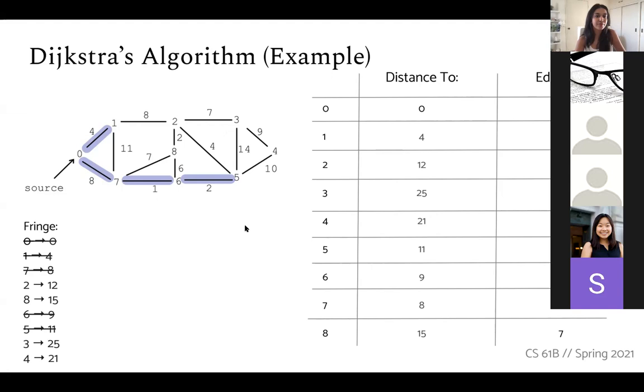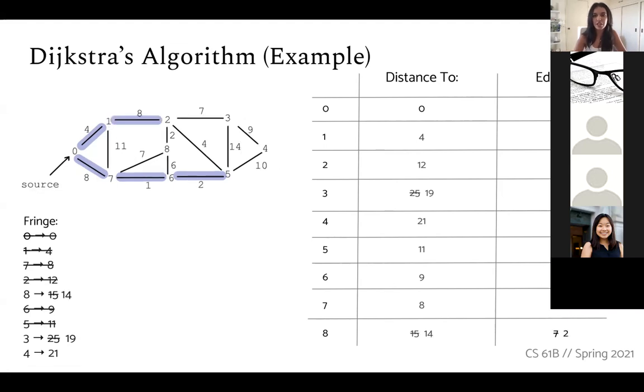We actually would update 8, yeah. And like you mentioned, 5 is out, so we don't need to touch 5. 1 is out, 2, you get to 2 through 1. And so we're going to update both 8 and 3 because going through 2 would actually be faster for both of those. And so you can see we've made those changes in our distance to edge to list along with our fringe.